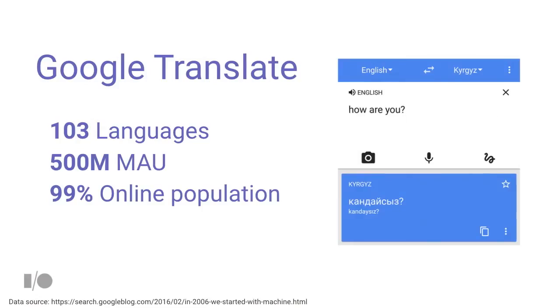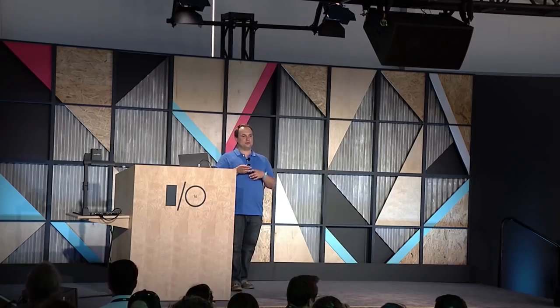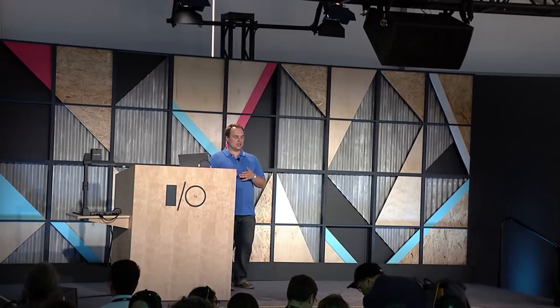It's also very important that you can have a great experience online regardless of the language the users speak. With Google Translate, we help more than 500 million users every month to do translations in 103 languages. And we estimate that with these 103 languages, we are reaching 99% of the online population.